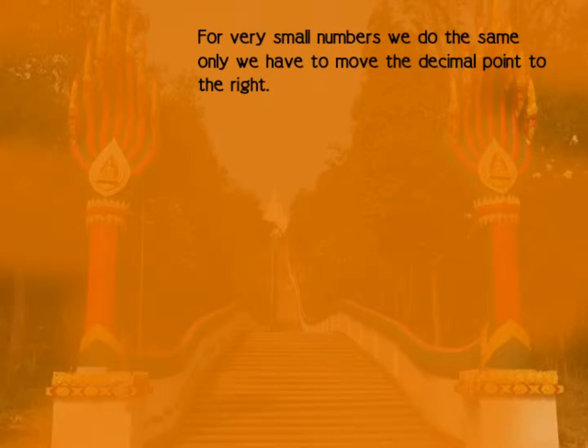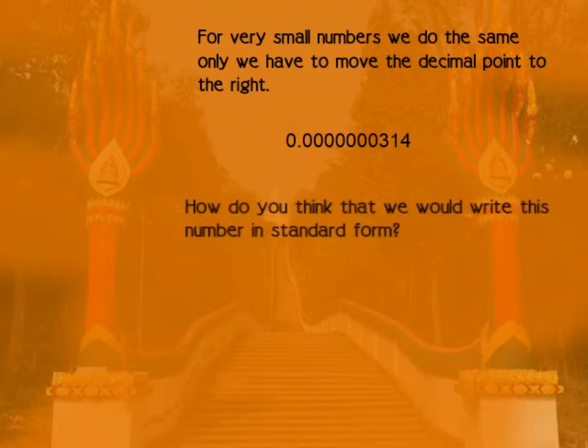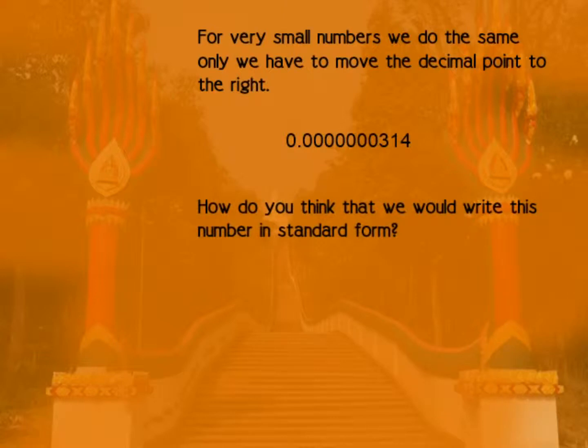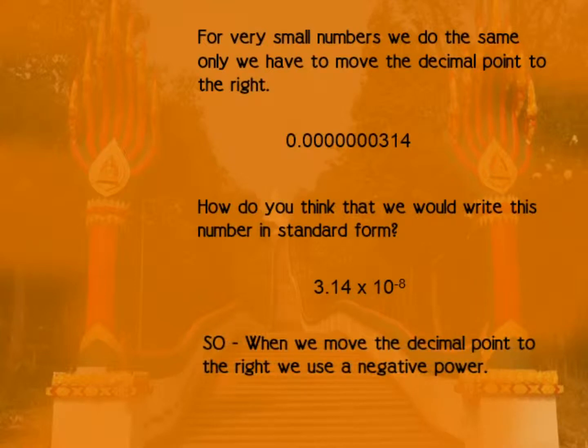We can do this with small numbers as well. It's the same, only we have to move our decimal point to the right. So if we look at this very small number, 0.000000314, how would we write this number out in standard form? Well, if you look, you'll find it is almost exactly the same. 3.14 times 10 to the minus 8, negative 8. So when we move the decimal point to the right, we use a negative power.